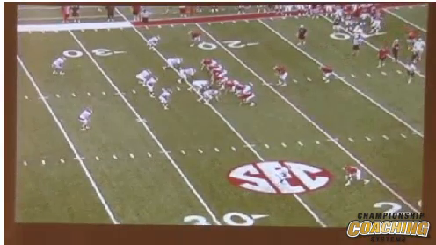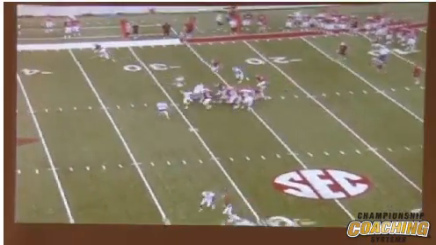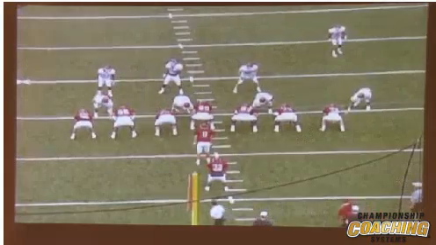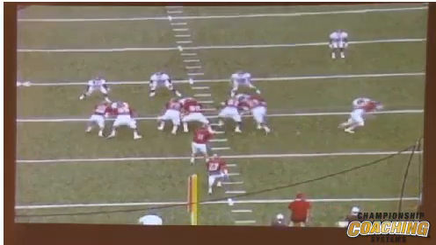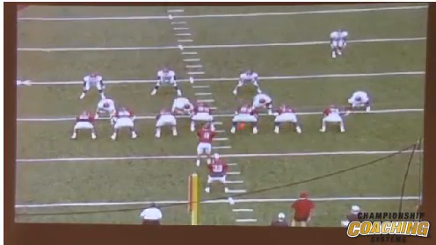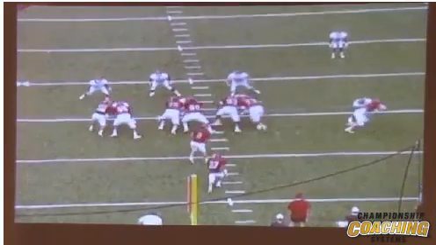There we go. Here's that 2 tight end set we were talking about. So 2 tight end set. Okay, he's going to arc to the safety. This is one hell of a clamp. That is one hell of a clamp.